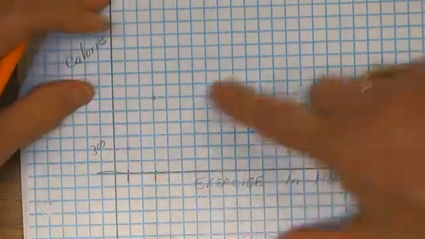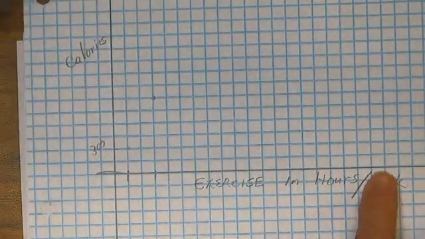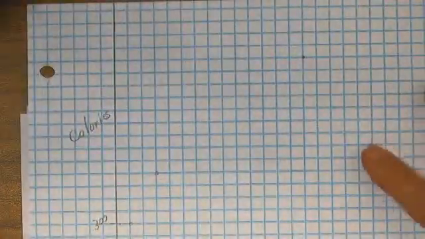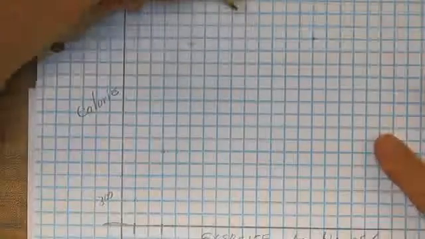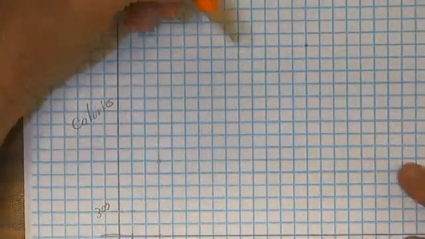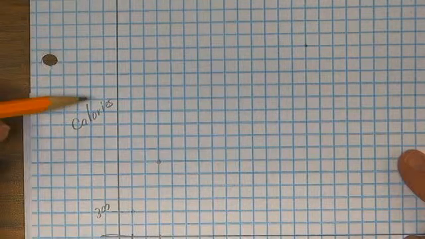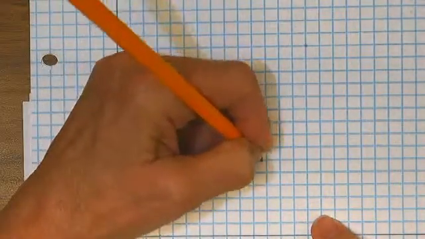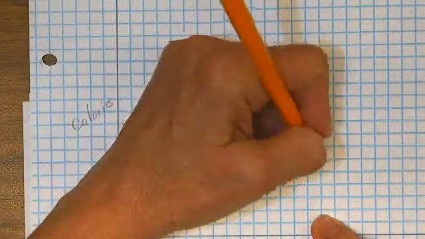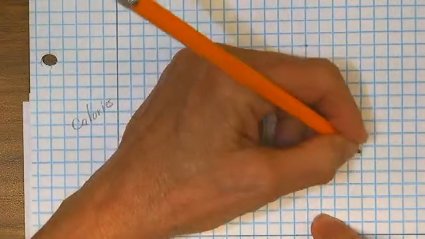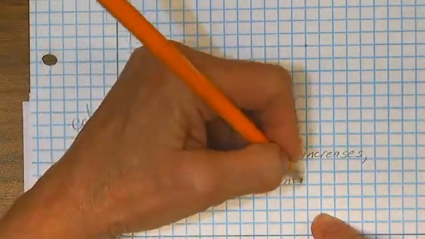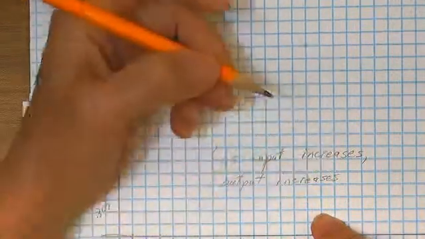If I exercise many hours, I'm going to burn more and more calories. The more I exercise, the more calories I burn. As input increases, output increases. So that is an example of positive correlation.